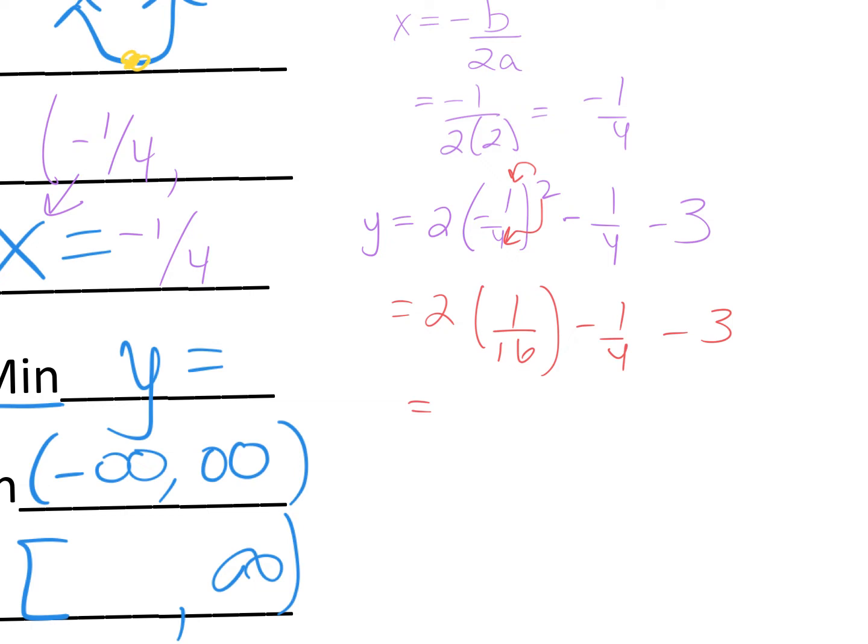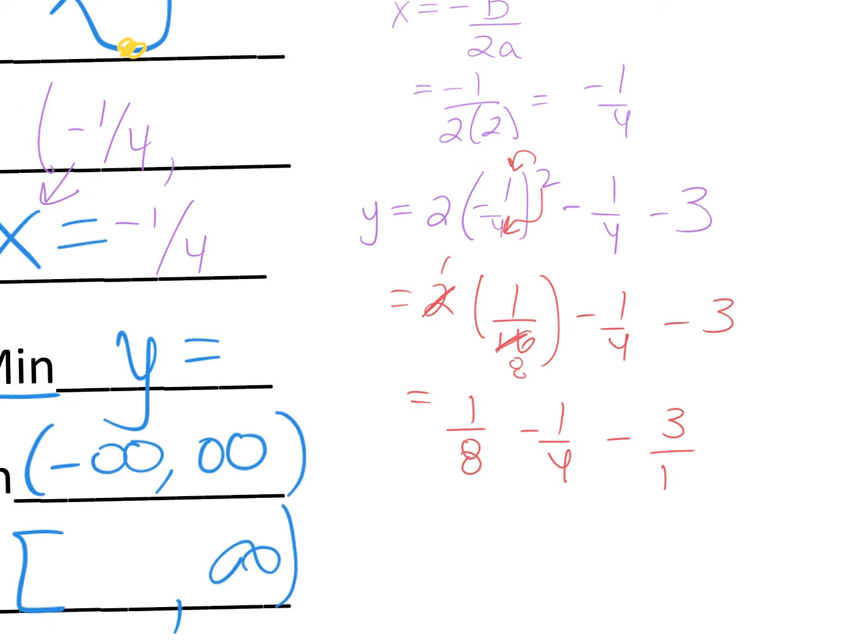Not yet? A little bit, can I? Does 2 go into 16? Yeah, 2 goes into 2 once, right? And 2 goes into 16 8 times. So I have 1 over 8 minus 1 over 4 minus 3 over what? 1. All right, no big deal.